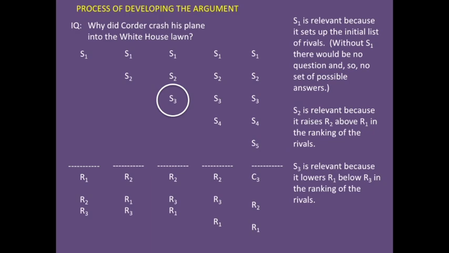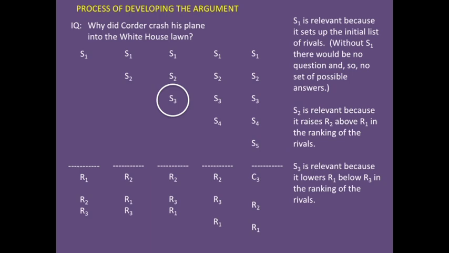Now, we're doing this very abstractly. If you go back to the earlier part of the video where we walked through the different steps of the argument, you'll see these things happening. When we learned that there were no explosives aboard Frank Corder's plane, that leads us to think that the assassination rival is less likely. That moves the assassination rival down in the rankings.